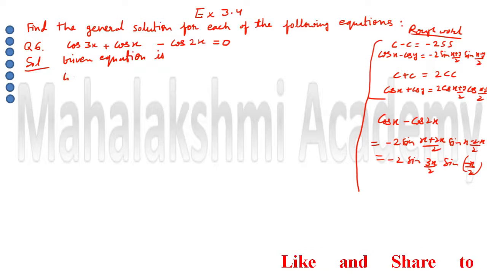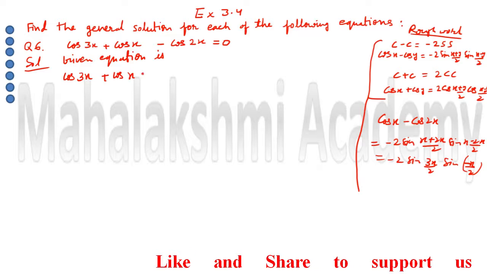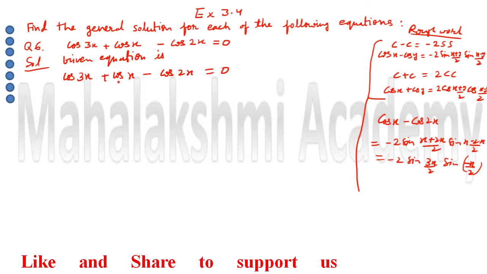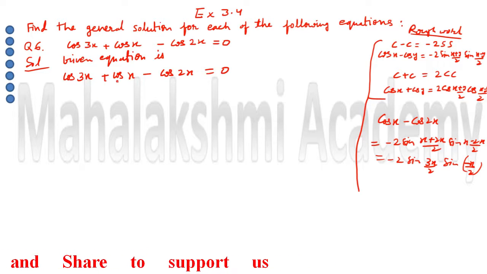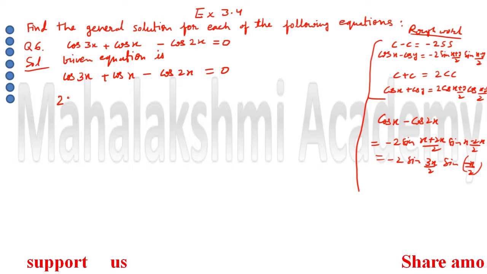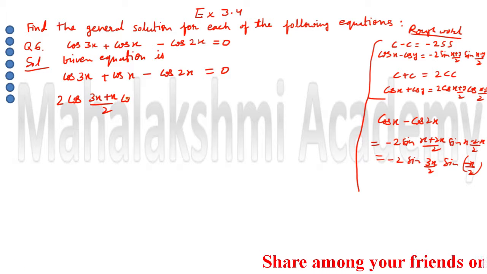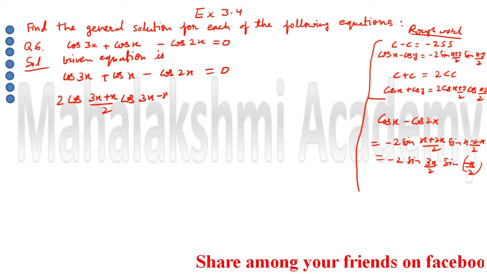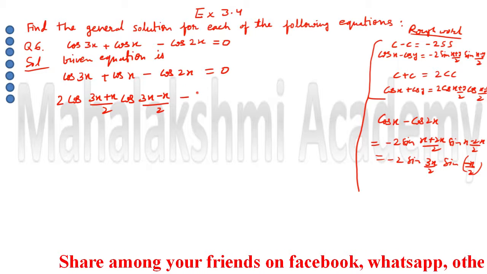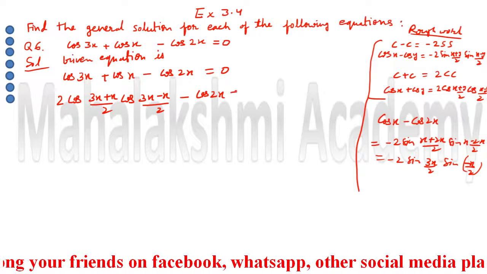Given equation is cos 3x plus cos x minus cos 2x is equal to 0. So among these two, I am going to use the formula. Which formula am I going to use? cos C plus cos D. So it is going to be 2 cos (3x plus x) upon 2 and cos (3x minus x) upon 2, and I have not used this trigonometric ratio, so I am writing it as it is. So cos 2x I am writing as it is.